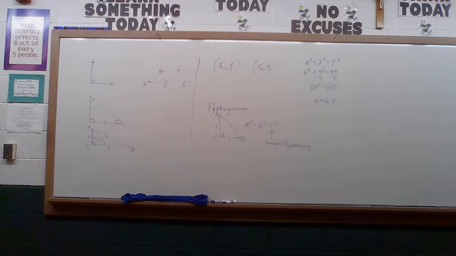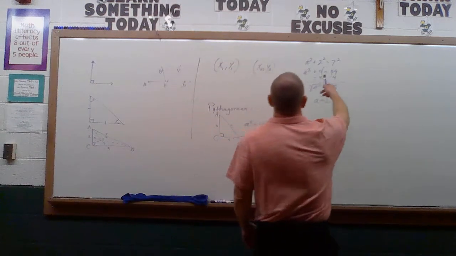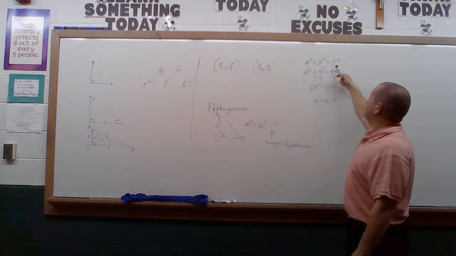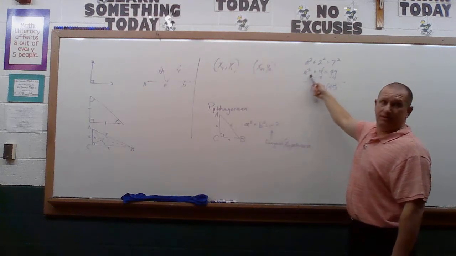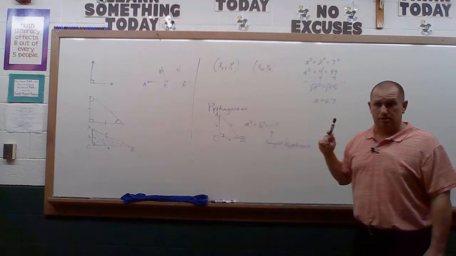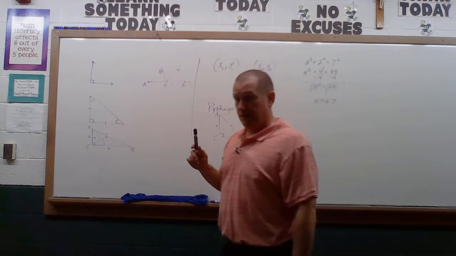Okay? Now, if they give me both of these instead of C, then I'm just going to square them, add them together, and then take my square root. Okay with that.